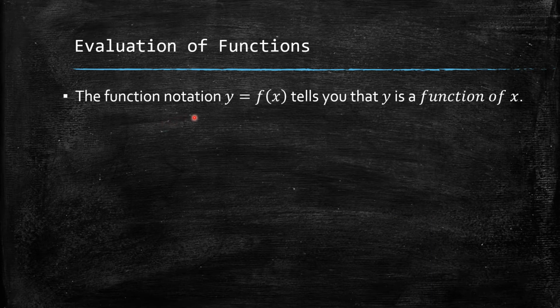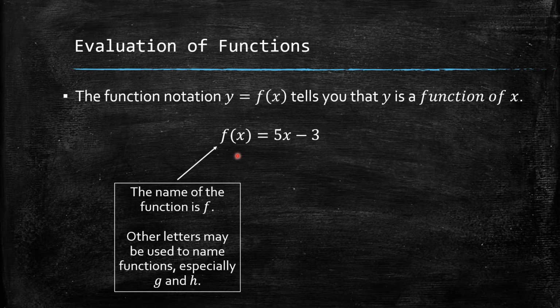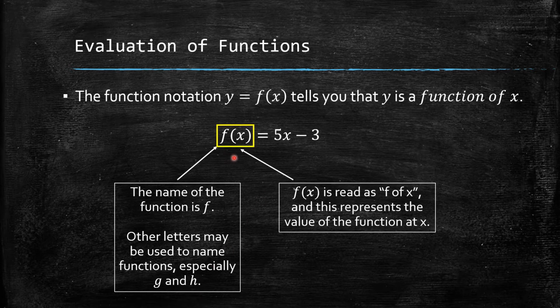The function notation y equals f of x tells you that y is a function of x. For example, y is equal to 5x minus 3. This can also be written as f of x equals 5x minus 3, where the name of the function is f. And take note, other letters may be used to name functions, especially g and h. This is read as f of x, and this represents the value of the function at x.